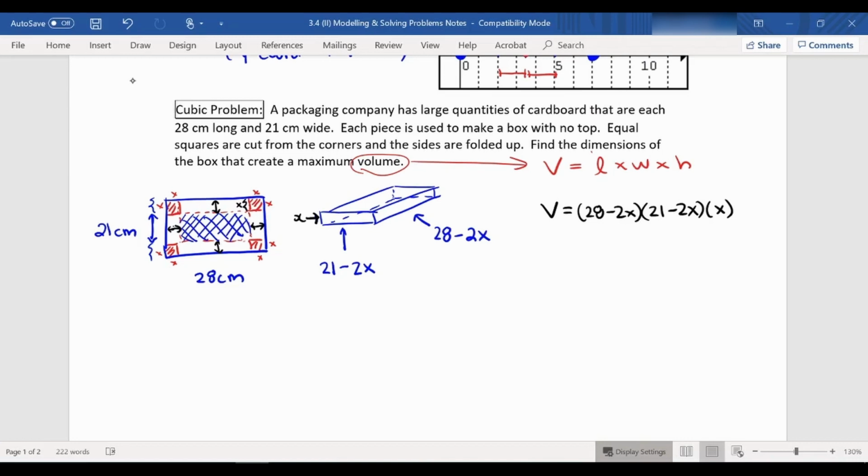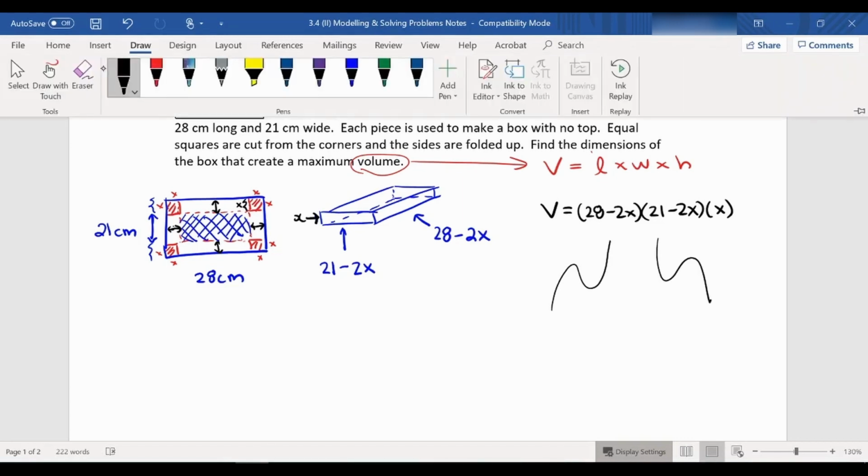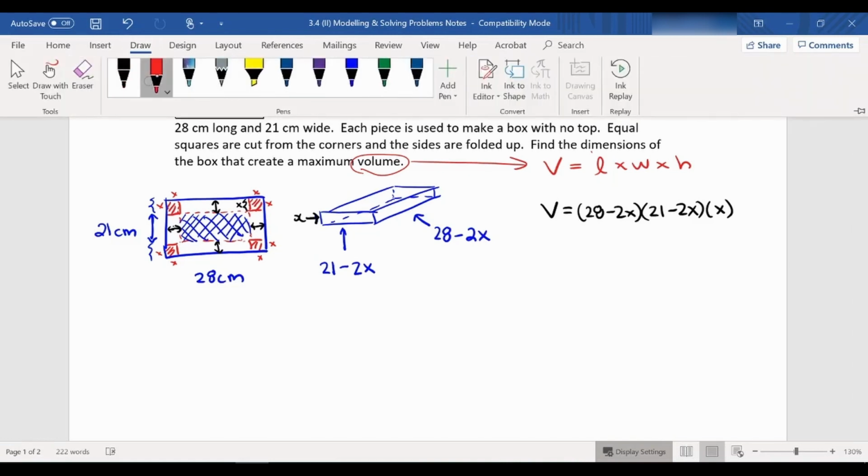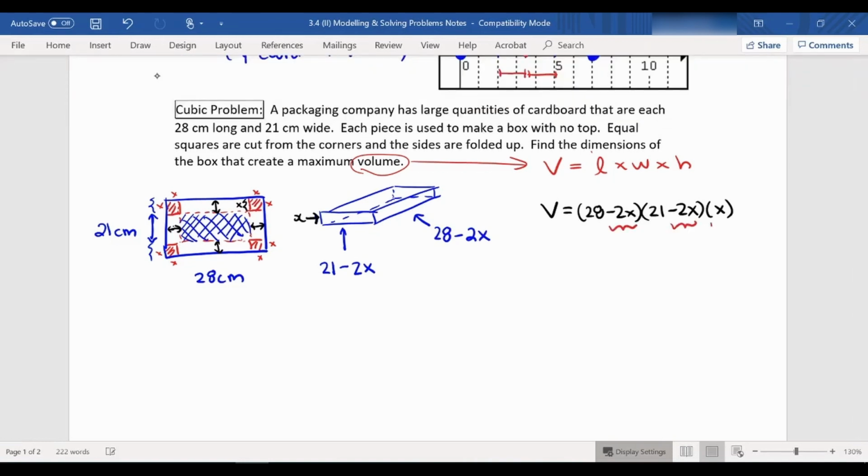Okay. So first, I need to know what this thing might look like so I know what I'm looking for. Well, I know that it either looks like this or it looks like this, right? So if I were to multiply all this out, what would my leading coefficient be? Would it be positive or negative? If I multiply this out, I've got this x term, and this x term. This one's negative, this one's negative, this one's positive. So if I multiply all those together, I'm going to get a positive answer. That means my cubic has a positive leading coefficient and would look like this.